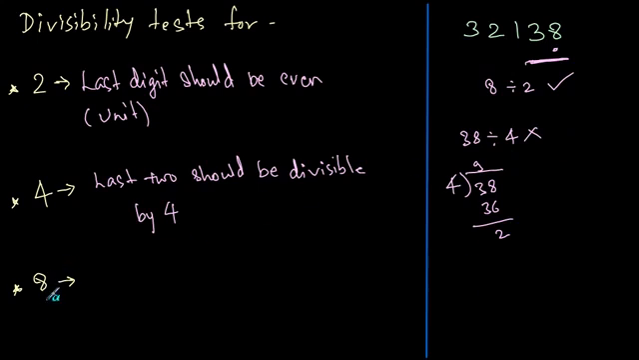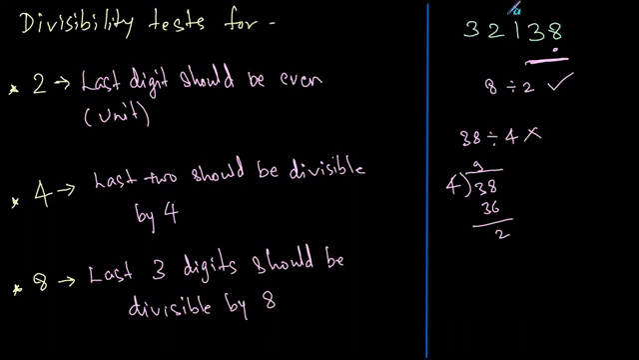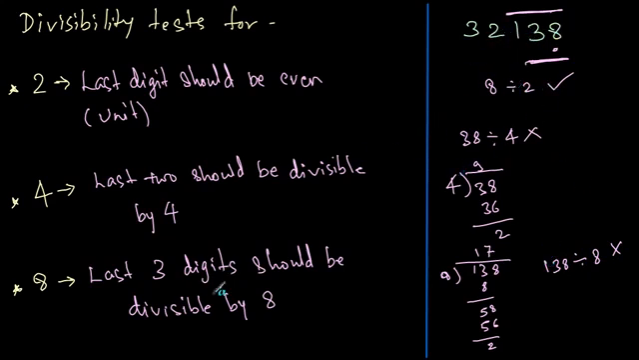So moving on to 8, the condition states that the last 3 digits should be divisible by 8. So the last 3 digits, let's see if 138 is divisible by 8 or not. So 8 ones are 8, remainder is 5, 8 comes down, 58. 8 sevens are 56, again the remainder is 2. So 138 is not divisible by 8. So this example here is only divisible by 2.